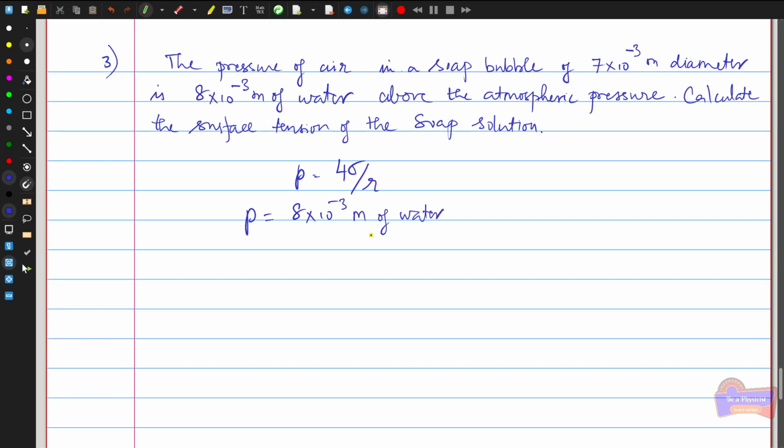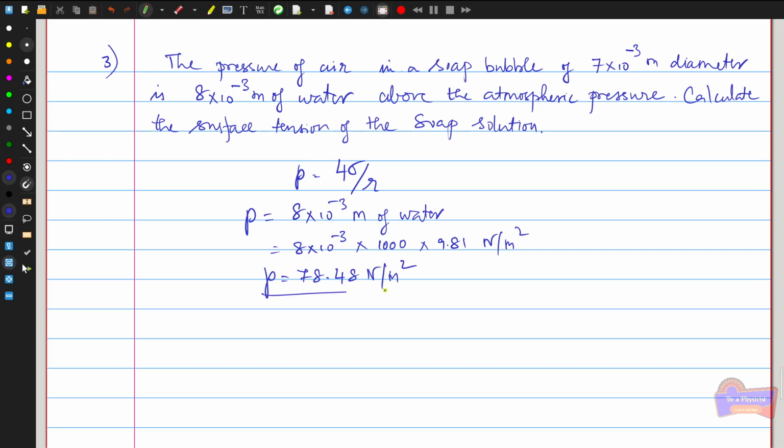So we have to just compare this with the water. That means 8 into 10 power minus 3 into the density of the water, which is given by 1000, into g, 9.81 Newton per meter square. So the final value will be equal to 78.48 Newton per meter square. So this is the excess pressure of the soap bubble which we have considered.